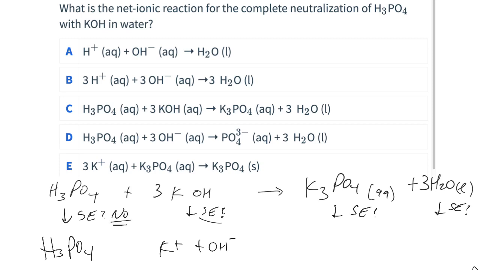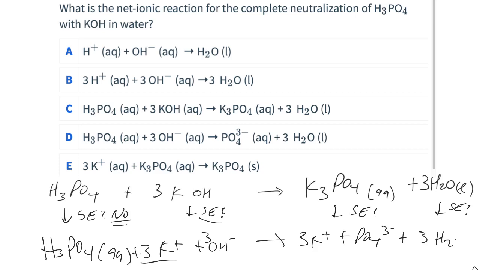So it's not a strong electrolyte, so I don't ionize it in the ionic equation. So I keep it intact. It's still water-soluble, but it's just not ions. And then K plus and OH minus are ions. The K3PO4 is a water-soluble ionic compound, so that's 3K pluses, and that's a phosphate ion. And really, I should include the 3 here. So this is 3K pluses and 3 hydroxide ions. And then my water is also intact as H2O, so that's 3H2O still. It's not a strong electrolyte, it's just a non-electrolyte.